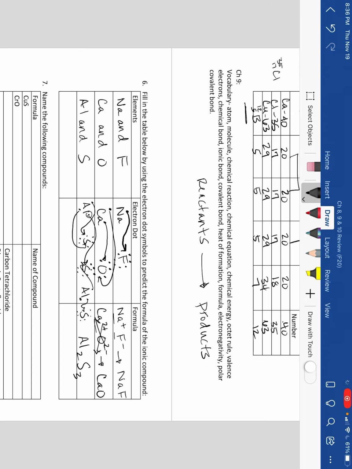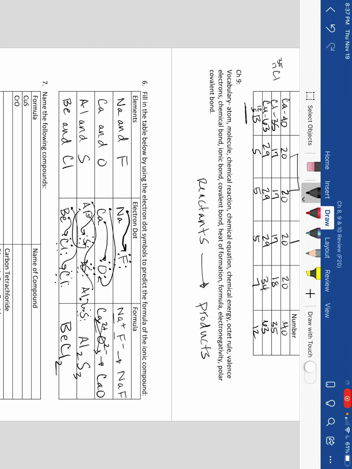And let's see, let's do another one. Let's do beryllium and chlorine. So beryllium, there's 2. Chlorine has 7. So it gets 1 of those, and then you need another one. So you have BeCl2. So if I say something about doing the electron dot in order to find the formula, unfortunately, you'll have to do it like this, guys. Sorry.